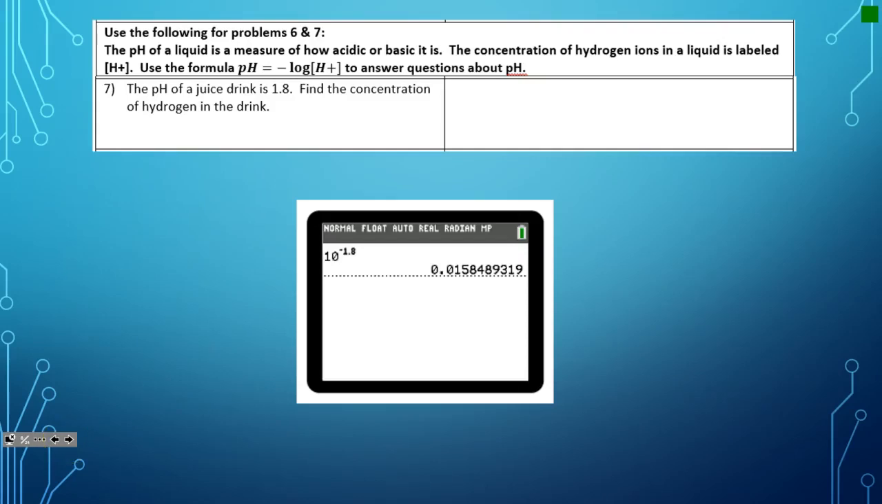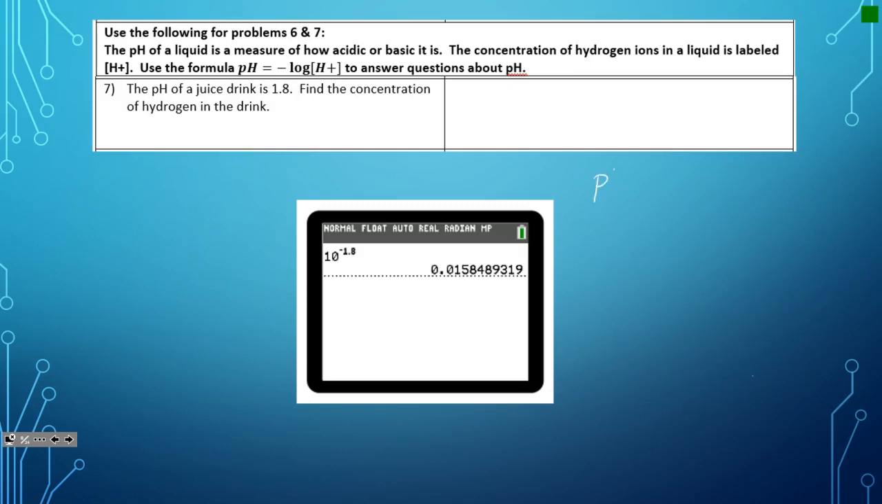Using the same information that we were given for question 6, now we want to calculate the concentration of hydrogen in the drink. So that's H+. So this one's going to be a little bit more work than the previous problem. So now it's telling me that pH is 1.8.